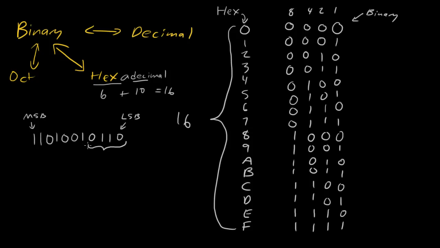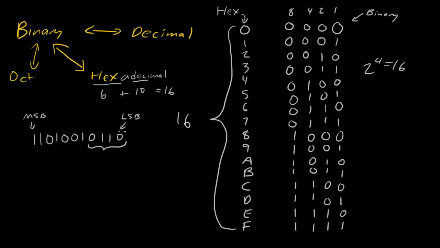And I look at this in chunks of four, right? Because I have 4 bits over here on this side for each hexadecimal number. So there's 16 possibilities, and 2 to the 4 is 16, right? That's why this works. So 4 bits represent 16 possibilities. So 2 to the 4 is 16. That's why we can do this.